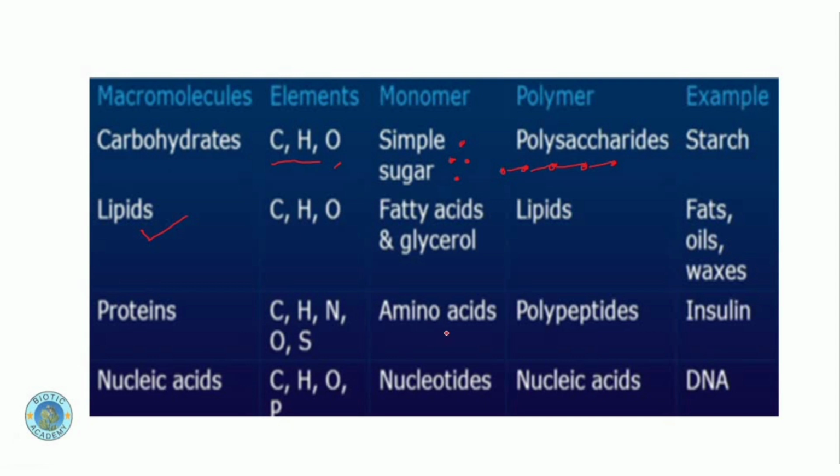So amino acid is the simplest type of protein, and when long chains of amino acids join together, they form polypeptides. We have different types of polypeptides in the body of living organisms. An example is insulin. There are many other polypeptides in the body of living organisms.